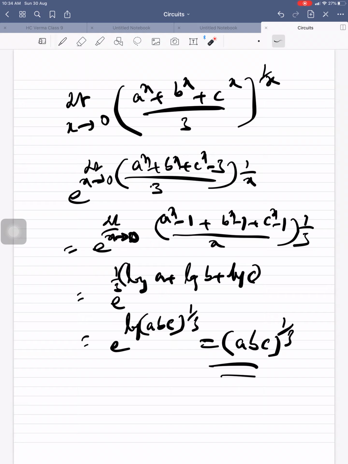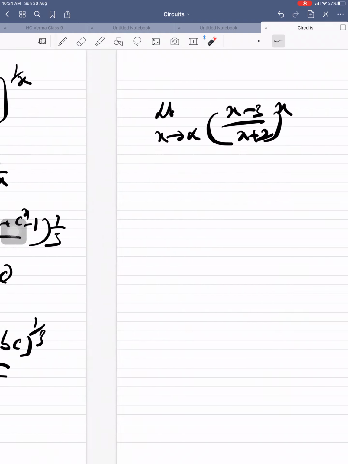So this is 1 by 3, na. So again x log a is equal to log a power x. So this 1 by 3 comes on to the power. So again I told you e power log of x equal to x. Go to the logarithm fundamentals, both will cancel and you will get this finished.